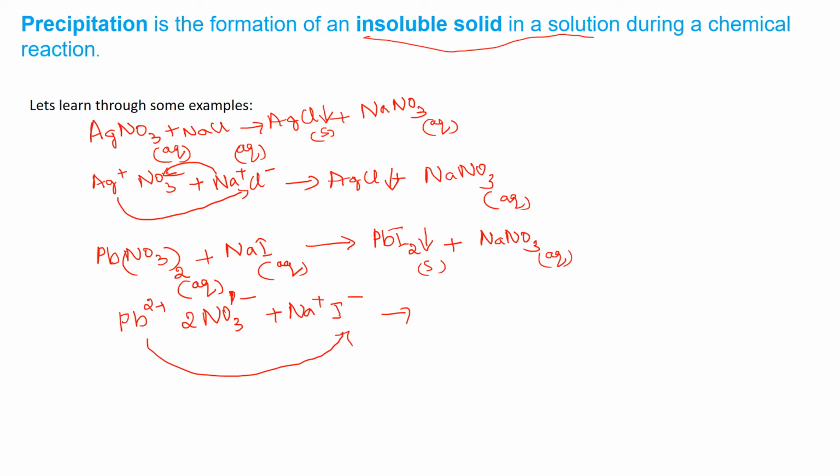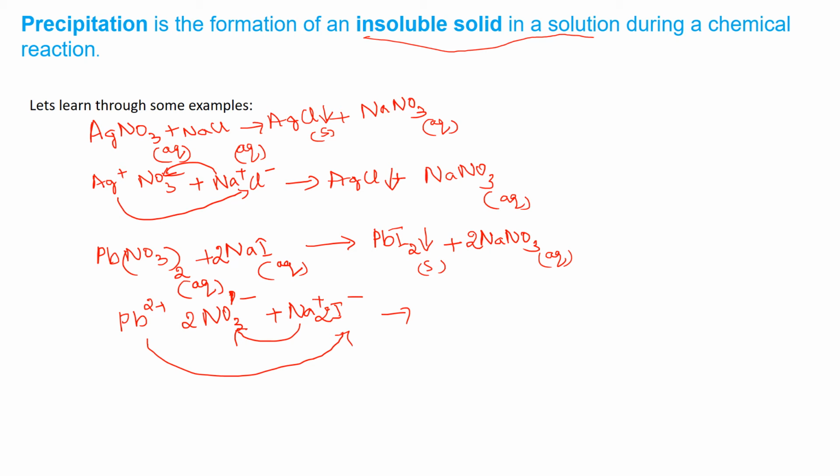PbI2 and NaNO3. Now you have to balance. How do you have to balance? It is PbI2, so 2I minus should be there, and as soon as you write 2NaI, Na also becomes 2. So let us balance that. Here you have to write 2NaNO3, then it is balanced.